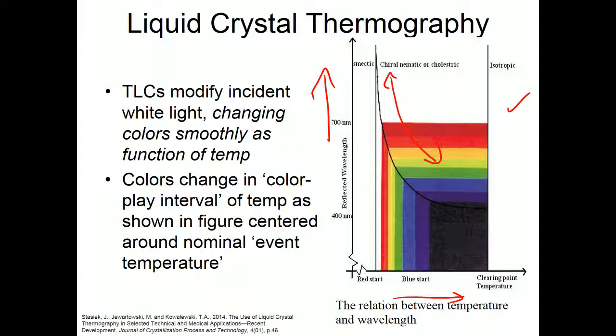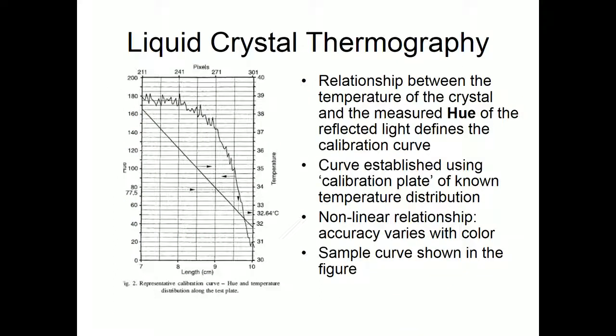So, this is a sample color spectrum. Depending on temperature, we know what color it reflects. The relationship between the temperature of the crystal and the measured hue of the reflected light defines the calibration curve. So, this is the hue. The color is established using a calibration plate of known temperature distribution. As I said, it is a nonlinear relationship and accuracy varies with color, and this is one of the sample curves that we have shown.